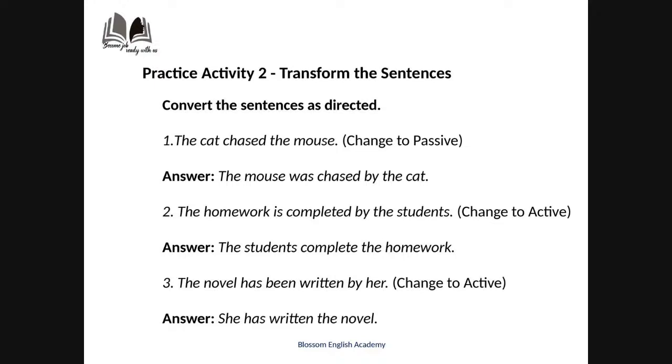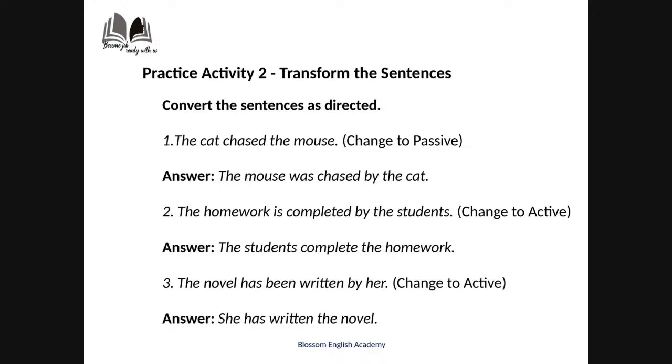The novel is your subject, and the subject is receiving an action which is being written. So it is a passive voice, and we are supposed to change that into active voice. Who is the subject of, I mean, who is the object in the initial sentence? It is by her. So by her, when you convert it into active voice, it becomes she. So she has written the novel.